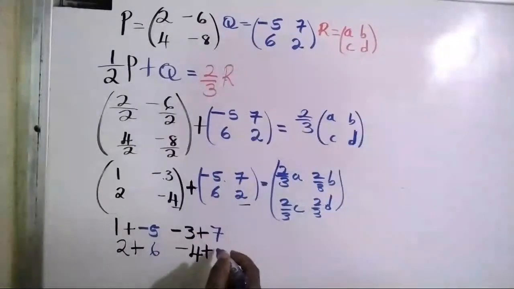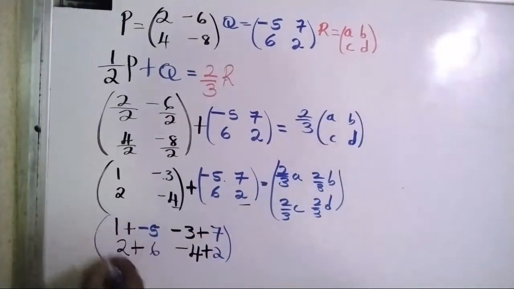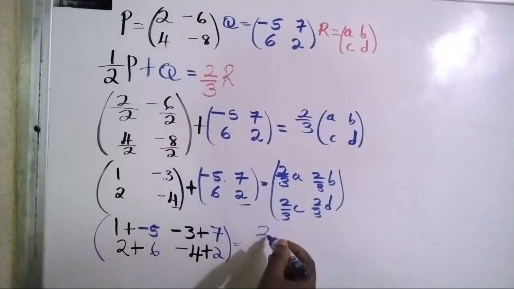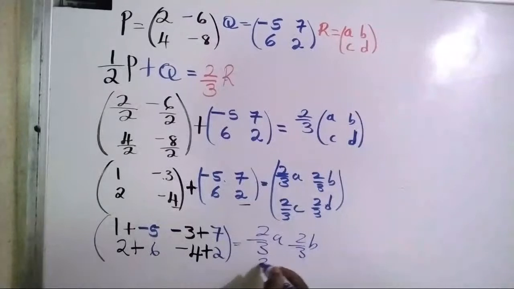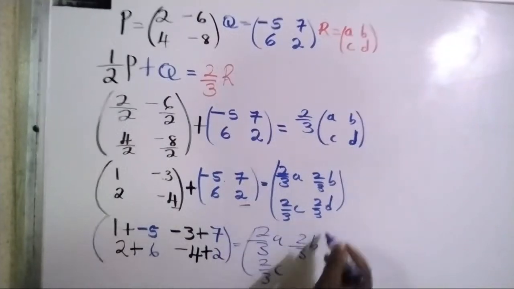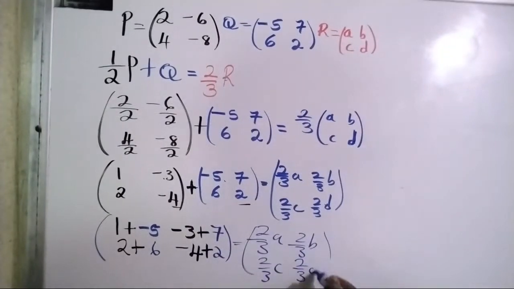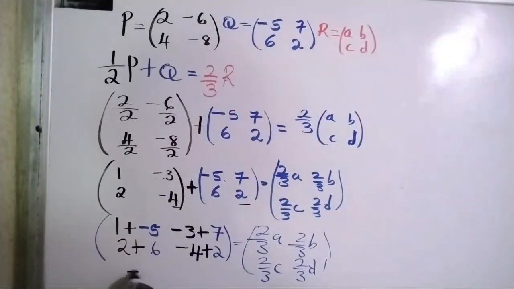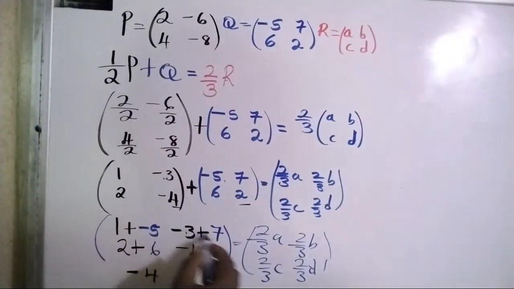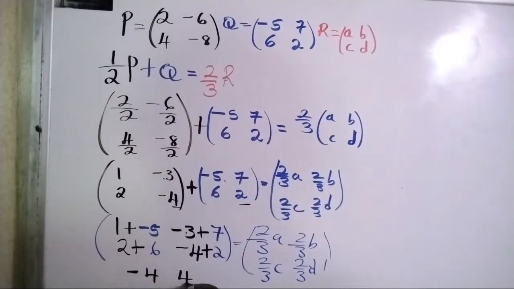Alright. And that must equal 2/3 A, because we already did that, 2/3 B, 2/3 C, and 2/3 D. Alright, let's tidy it up now. 1 plus -5, that is going to give us -4. -3 plus 7 is going to give us +4. And 2 plus 6, that would give us 8. -4 plus 2, that's -2.